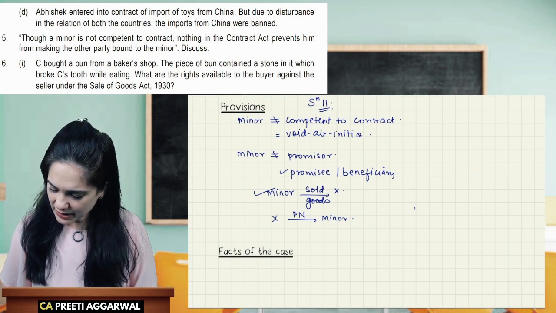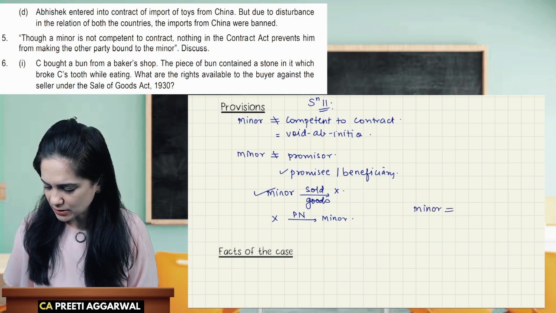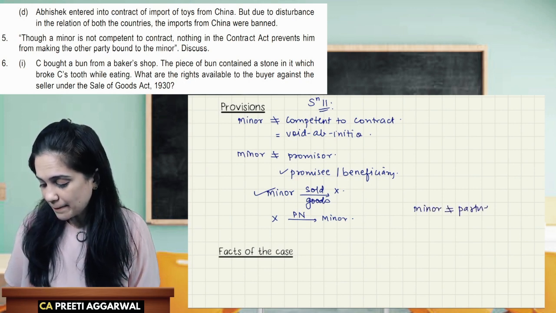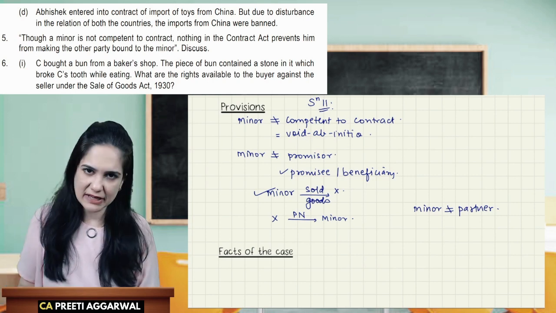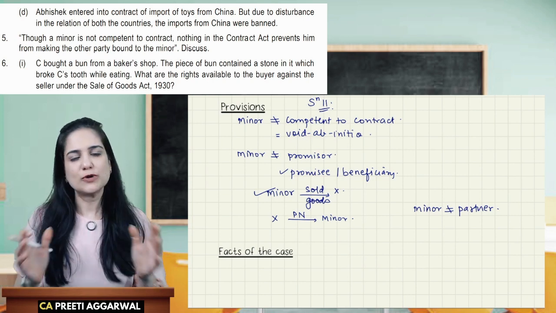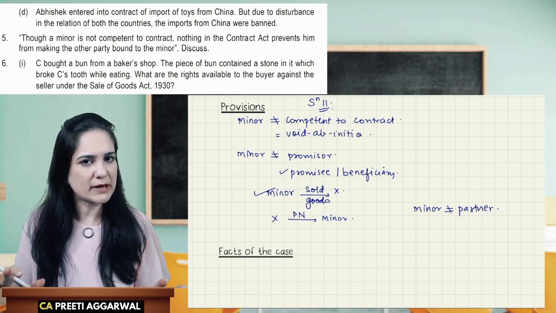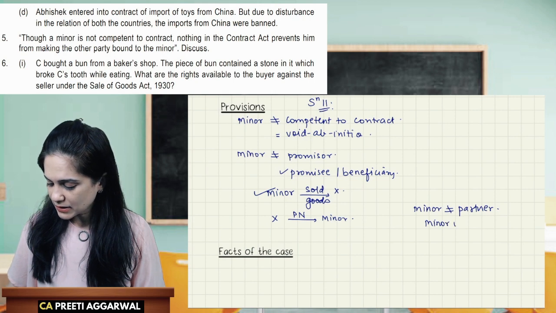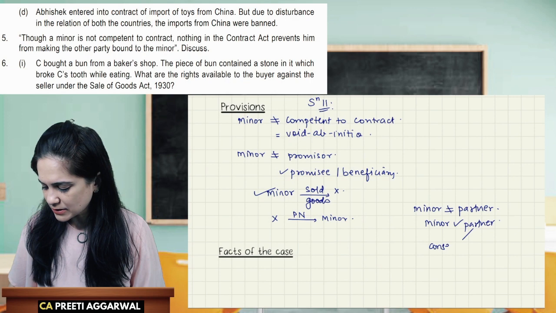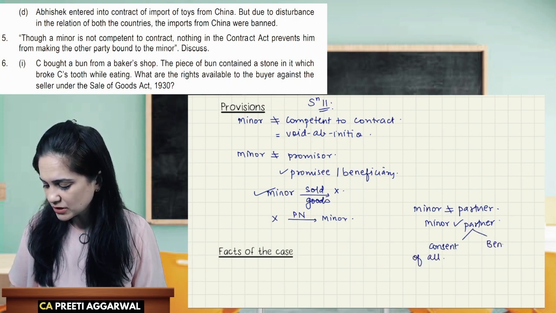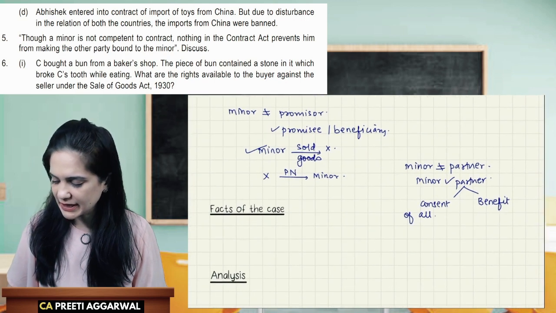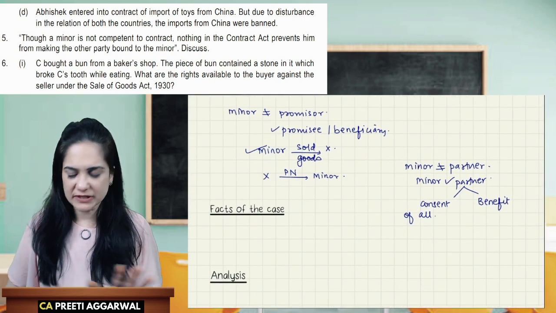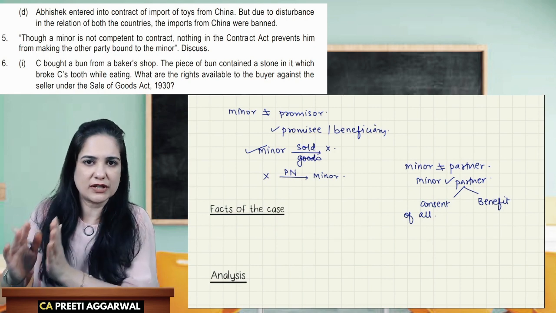So what will you write? That minor cannot be a partner, because this is the basic point. Partnership is the result of an agreement. Minor cannot enter into an agreement. So minor cannot be a partner in the partnership firm. However, under exceptional circumstances, minor can be a partner only with the consent of all the partners. Okay, consent of all, and if he is admitted to the benefit of the firm. Okay, so he will not be personally liable. He will be entitled to the profits, and he will bear the loss only to the extent of his share in the profit and property.